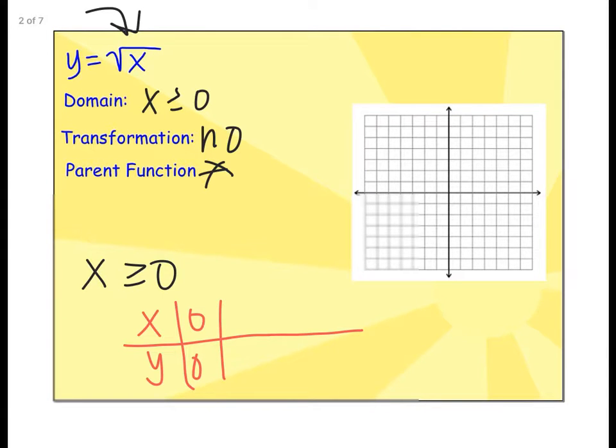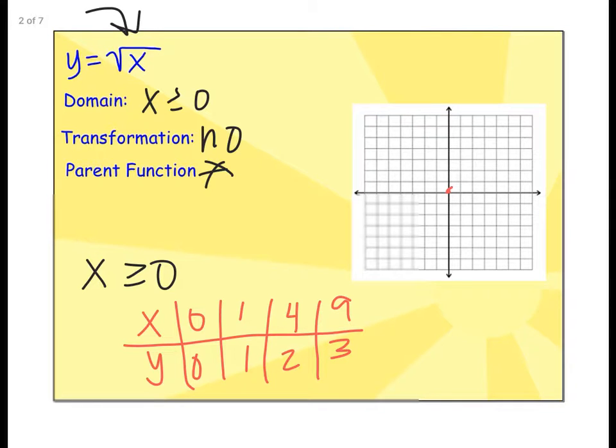I am going to intentionally pick some x values that work nicely. So my next value is 1, square root of 1 is 1, and then I'm going to skip to 4. I'm choosing numbers that when I take the square root, I get a whole number. Then if I want to do more, I would jump to 9 and get 3. So I'm picking ones that work nicely. You don't have to.